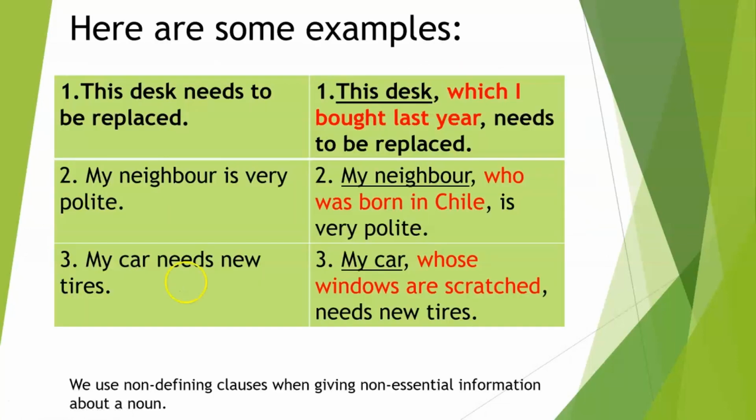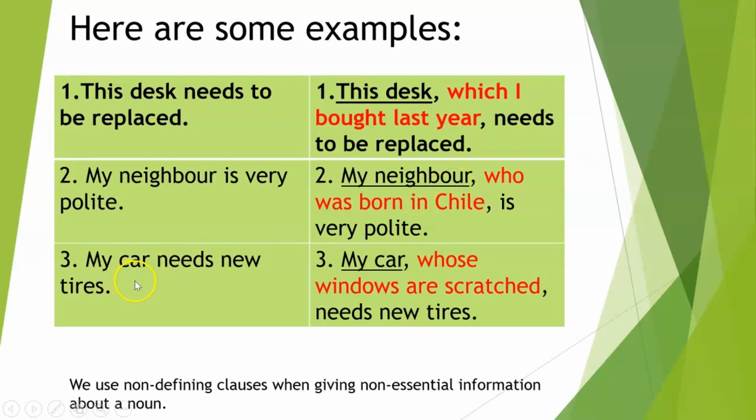And here are 3 examples. So we can say this desk needs to be replaced, or we can say this desk, which I bought last year, needs to be replaced. So this clause is giving information about the desk. My neighbor is very polite. We can say that, or if we want to give more information, we can say my neighbor, who was born in Chile, is very polite. So this clause right here gives us information about the noun.